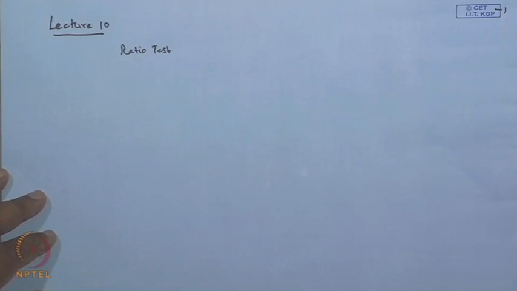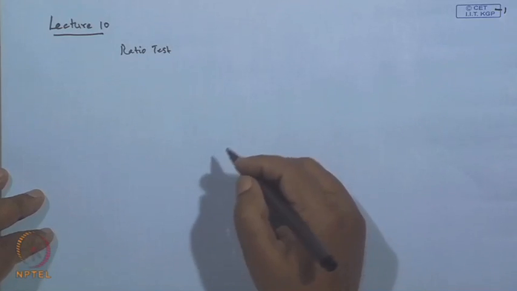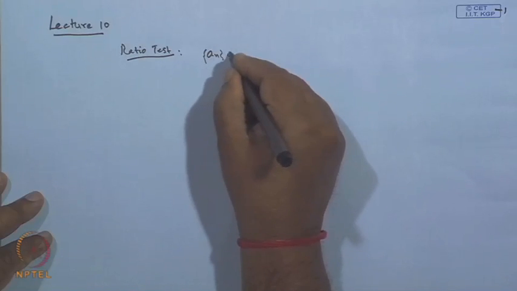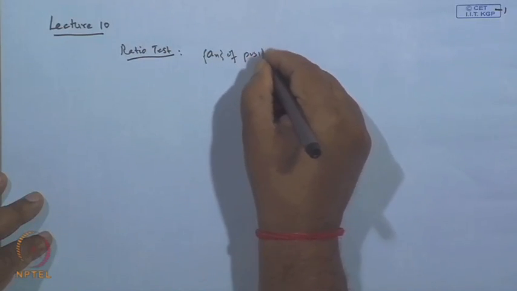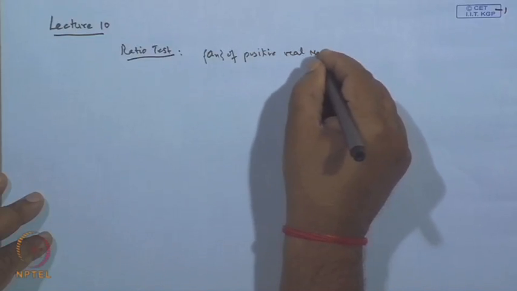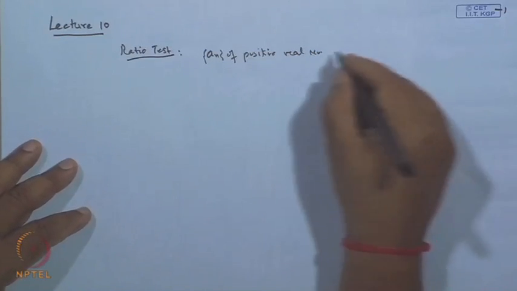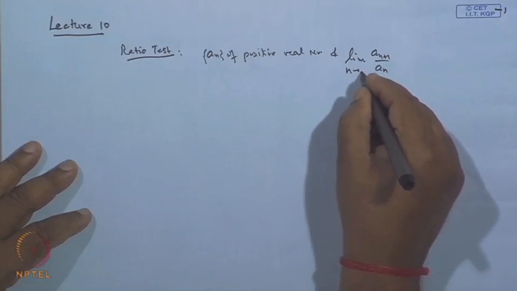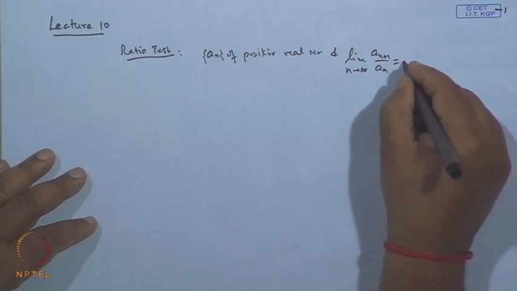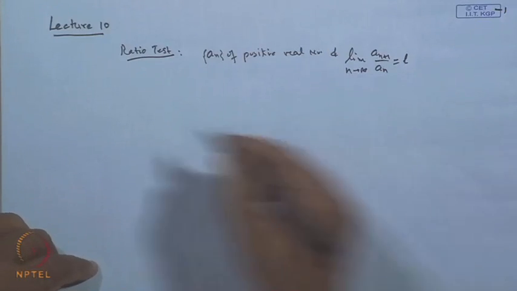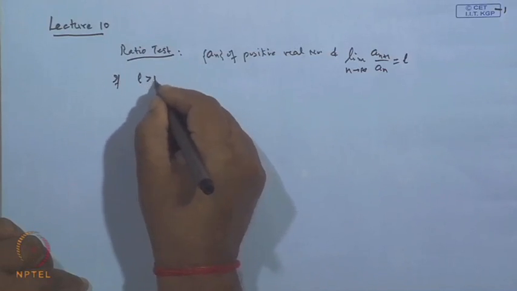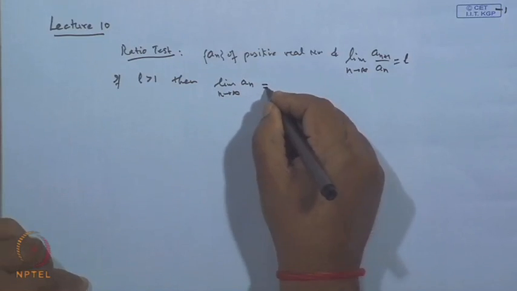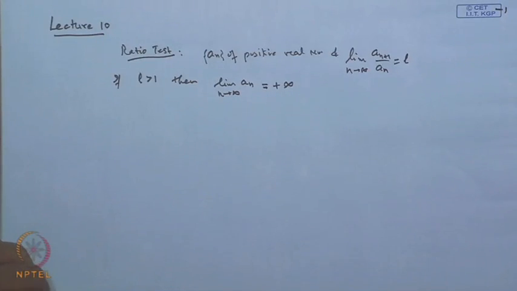that if a n is a sequence of positive real numbers, and if the limit of a n plus 1 over a n as n tends to infinity is, say, L, and if L is greater than 1, then the limit of the sequence a n as n tends to infinity diverges to infinity.